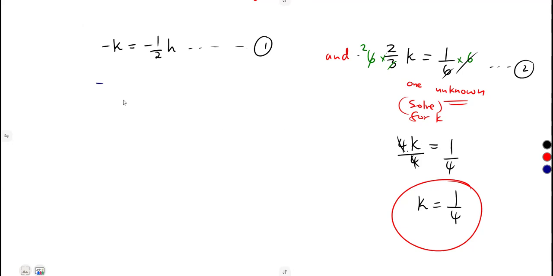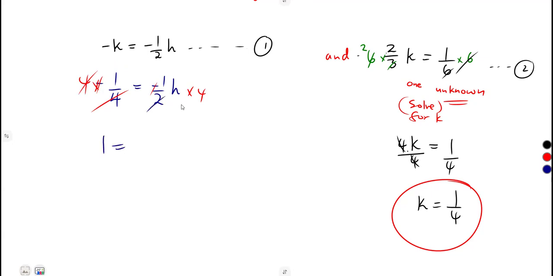So that's minus k, minus 1 over 4, is equal to minus 1 over 2h, by substituting in place of what? k. So we can solve for h. Negative, negative cancels. The LCM here is 4. So multiply by 4. 4 and 4 cancel. That's 1.